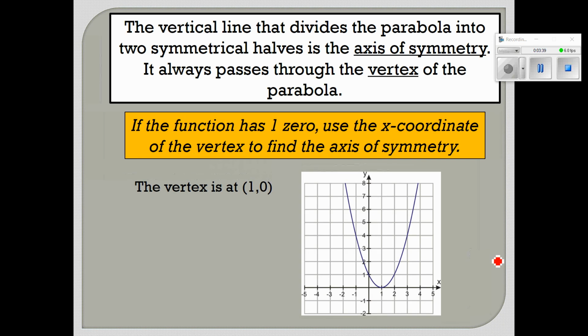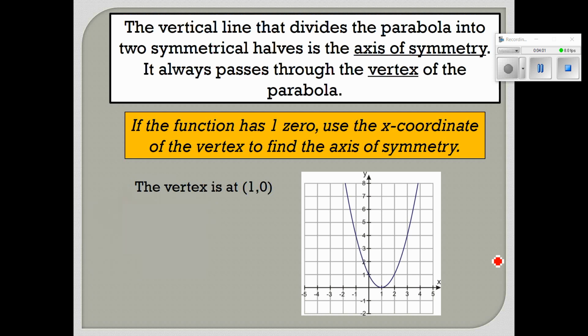Okay, now we're going to move on and talk about the axis of symmetry. If you remember in geometry, that symmetry is when you have an object and you can draw a line down the center of it and it's a mirror image on both sides. Like if this was a heart, you could draw a line of axis of symmetry and you could fold that heart and it would be the same on both sides.